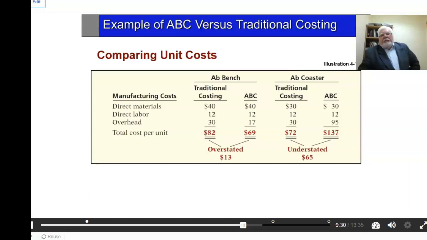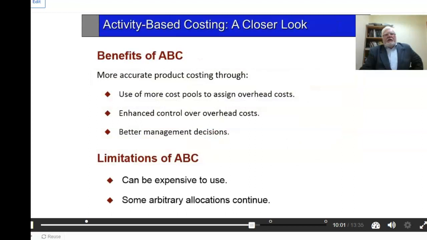On the other hand, it's even worse with the coaster. Because I'm selling at 108, ABC's telling me I'm going to be losing here because my costs are 137. So you see, with poor costing information, we set market prices for our product that are going to either undercost or overcost because of the traditional method.